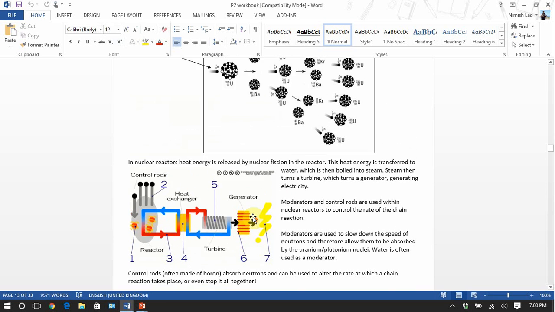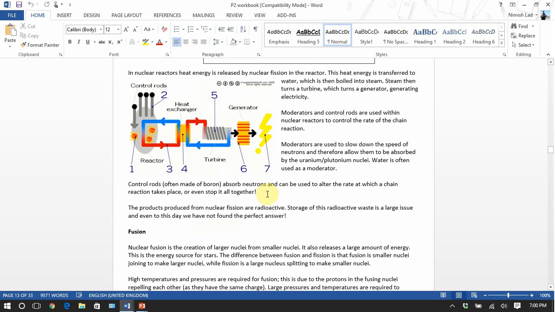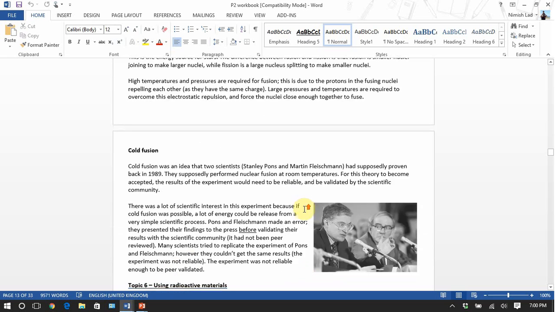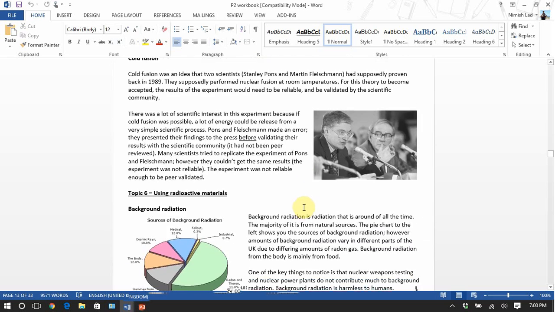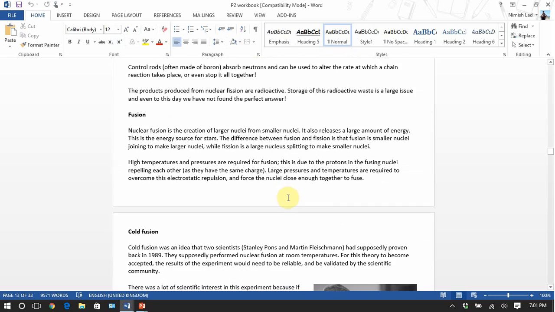Remember, the products of fission are radioactive, so these daughter nuclei, these waste products that are produced, they're radioactive. So storage of that is an issue. And even to this day, we don't have a perfect answer, but we'll come up to that in a bit. You probably have covered it in lessons. The big issue is we don't really know how to store radioactive waste because it's such a long-term problem.